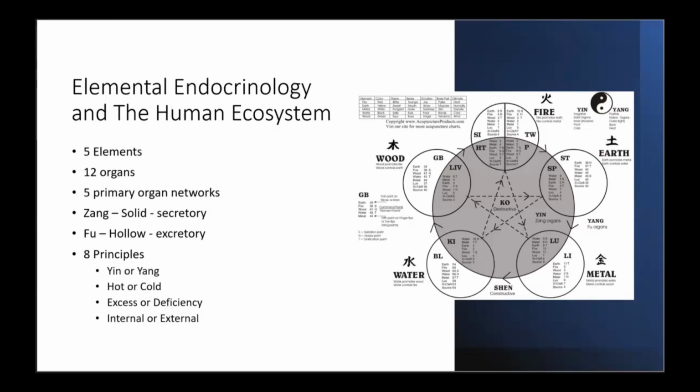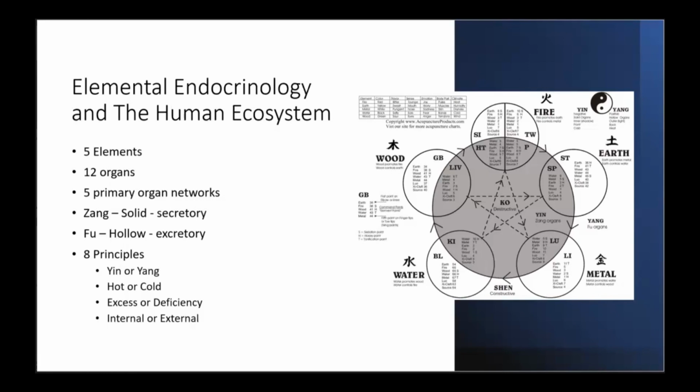And the 5 primary organs, the most important ones, are the ones that you see as the yin organ, or what I should say, the solid organ that's associated with each of the elements. So for water, you have the kidneys. For wood, you have the liver. For fire, you have the heart. Earth is the spleen. And metal is the lung. Those are the 5 primary organ networks. And then from those, each of those 5 primary organs has a paired organ. And you'll see it there. It's on the outside of the circle.